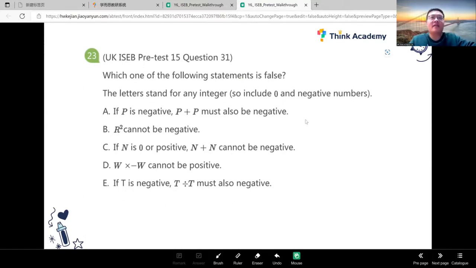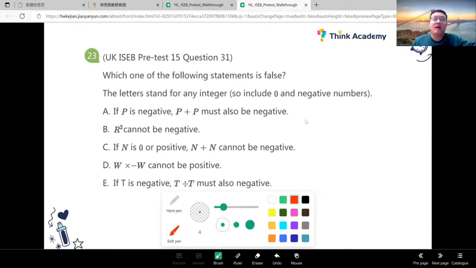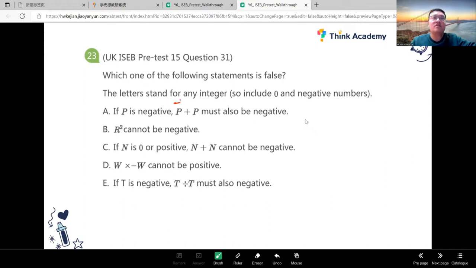Question number 23. Which one of the following statements is false? The letter stands for any integer, so include 0 and negative numbers. A: if P is negative, P plus P must be negative. That's right. Let's say I give P a simple negative number, -2. Then -2 plus -2 must be a negative number. So this one's correct. We don't choose that because we need to find the false statement.